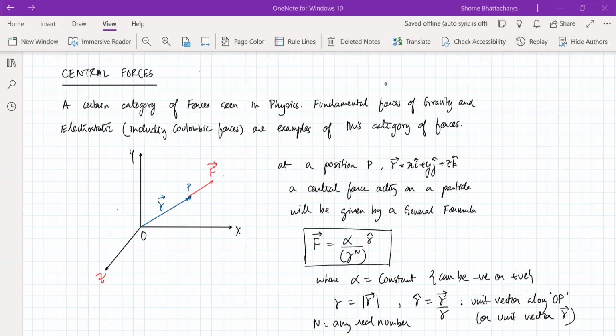In the example that I have shown, it is repulsive with respect to the origin in the diagram. So the alpha must be a positive quantity. But alpha can be a negative quantity also, in which case the direction will point towards O rather than repulsive away from O. So this whole general family of functions, this category of forces together, is called the central force. And Coulombic force, which we have seen as a formula, or the universal gravitational force, capital G m1 m2 by r square, attractive force, these are just special examples of central force. But there are many other examples.